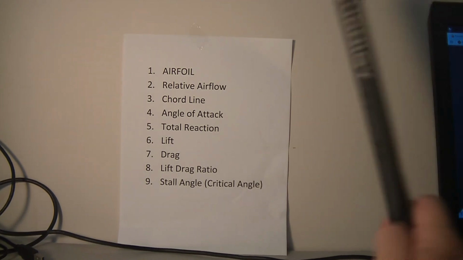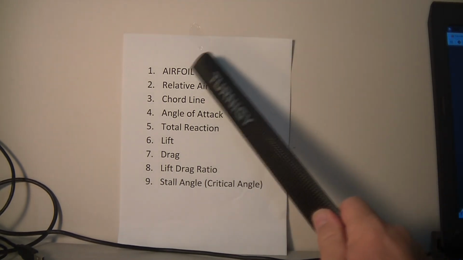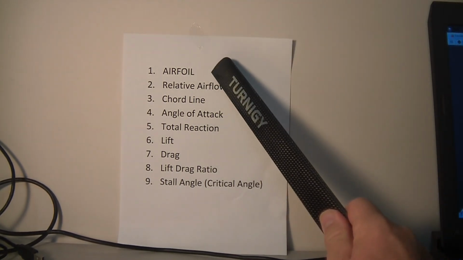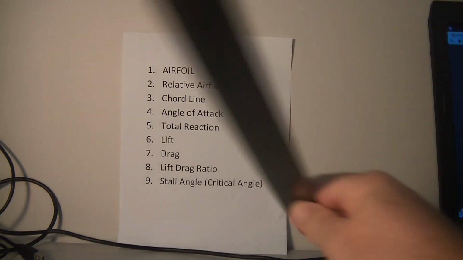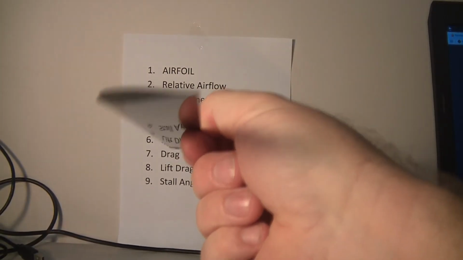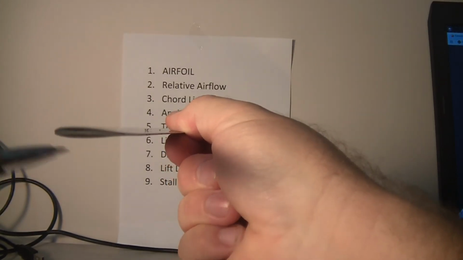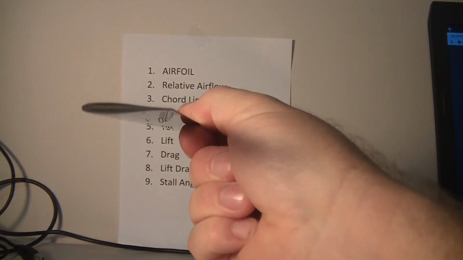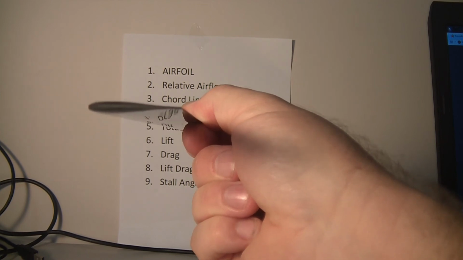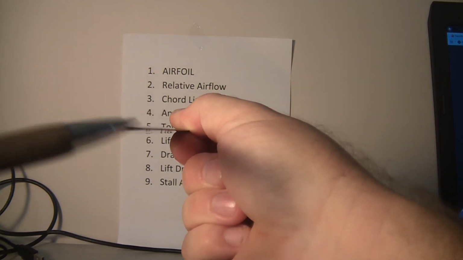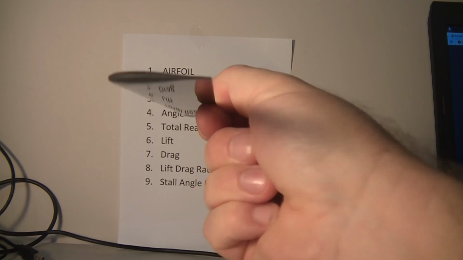But as for definitions, the first definition we need to understand is aerofoil. What is an aerofoil? An aerofoil is the actual shape of the blade itself. That cross section of the rotor blade, whether it's a wing or a rotor blade, is still an aerofoil. That's your basic aerofoil shape.